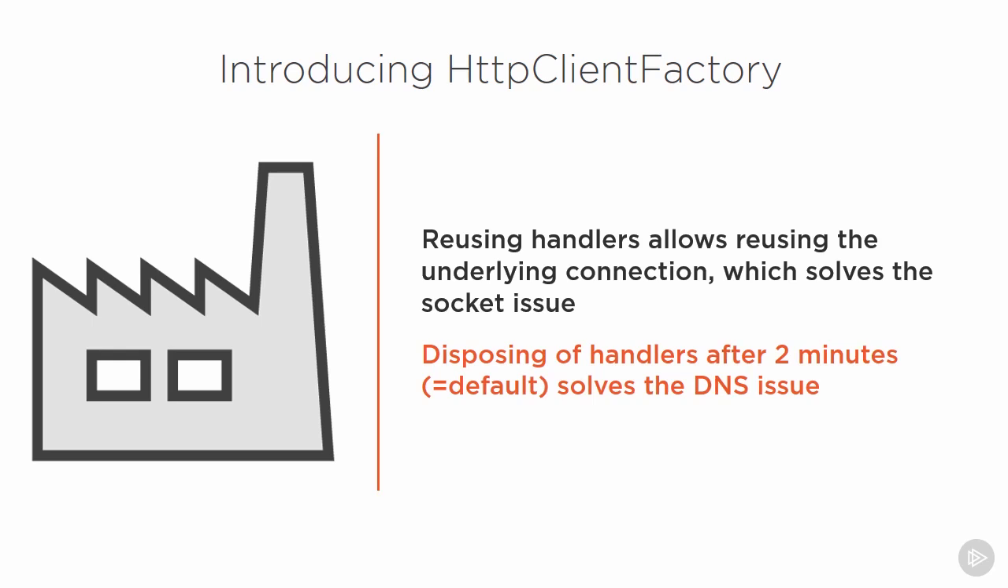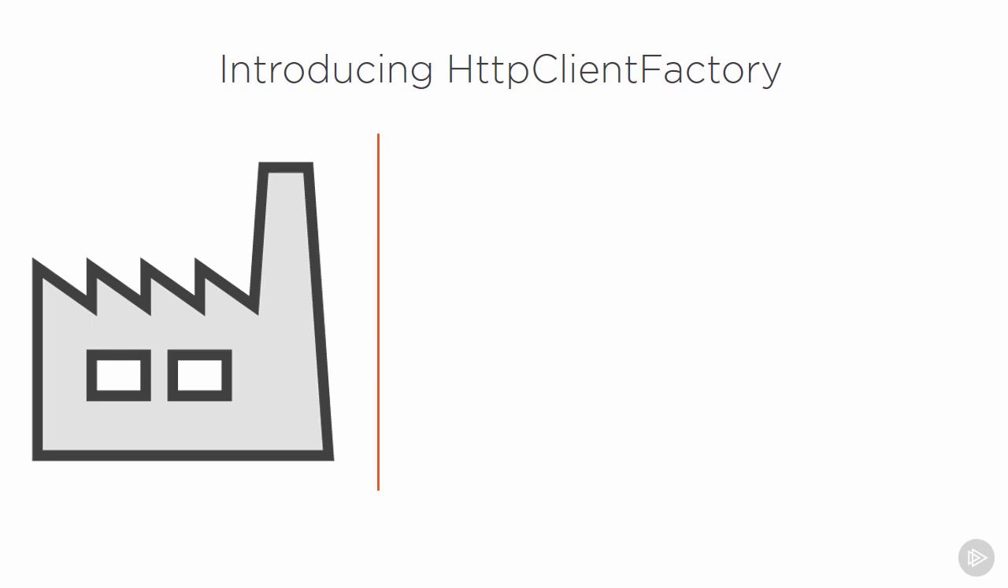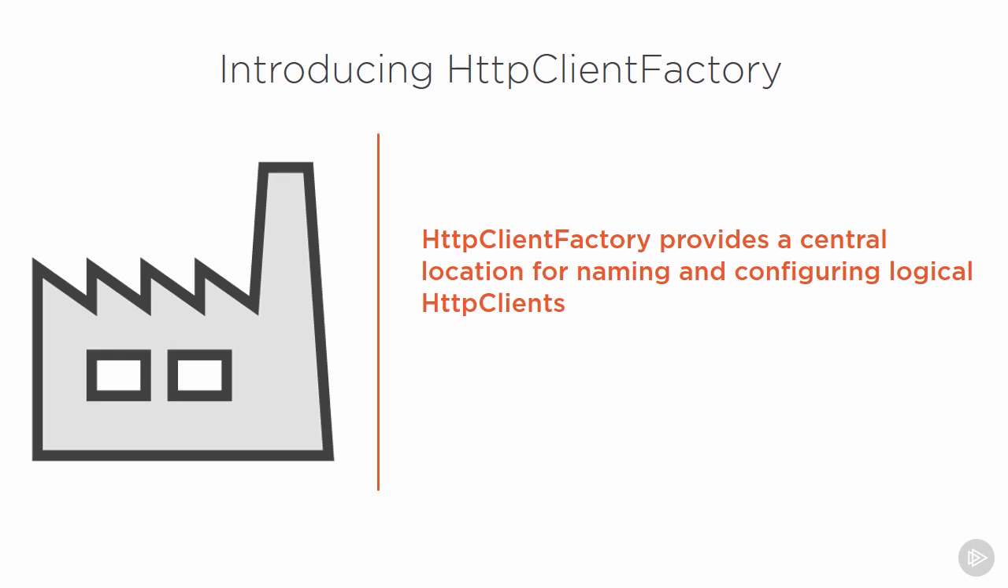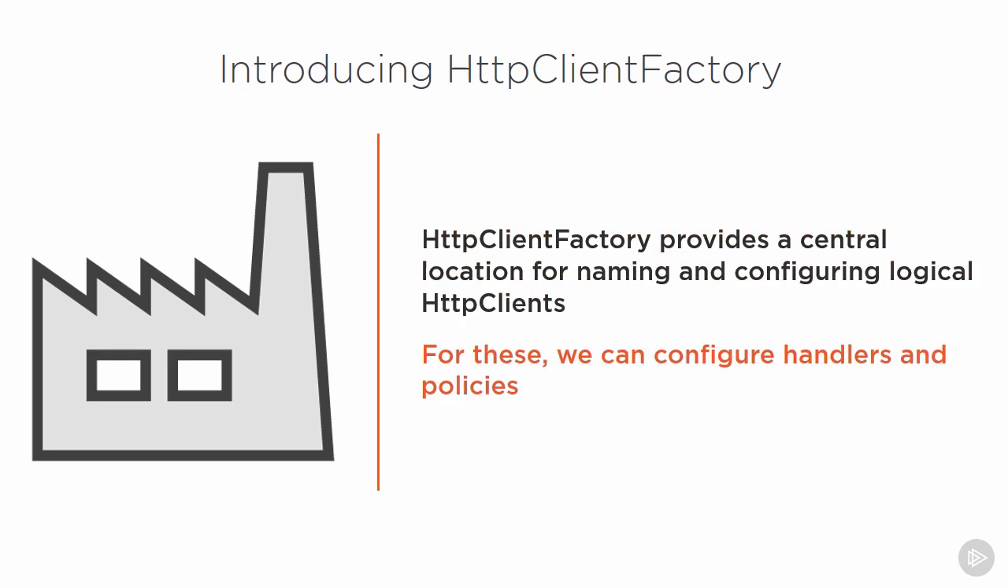The best practice today is thus to use the HTTP Client Factory, because next to solving those issues, it also provides a central location for naming and configuring logical HTTP clients. That's a very typical use case when you need to integrate with different APIs from your client. In those cases, you can have multiple HTTP clients pre-configured for integrating with those different APIs or microservices. When talking about configuration, that also means that we can configure delegating handlers and implement policies through something like Polly. More on that later. Let's learn how to use this in a demo.